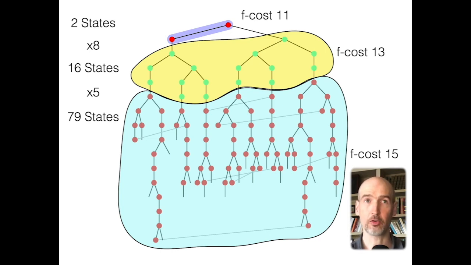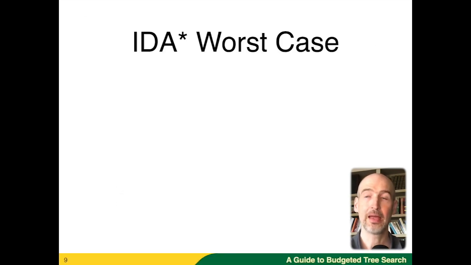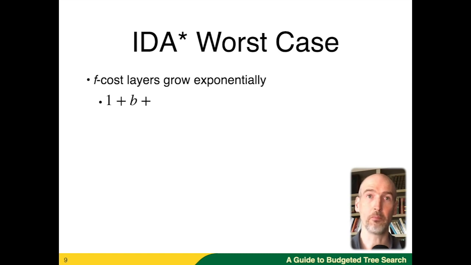As long as that grows by a constant factor, then we see exponential growth in the tree. Now, IDA star assumes that there will be exponential growth. And if you do, what you see is you start with 1 node at the root, and then this is going to grow b nodes, b squared, b cubed, all the way up to b to the d, where b is the branching factor.